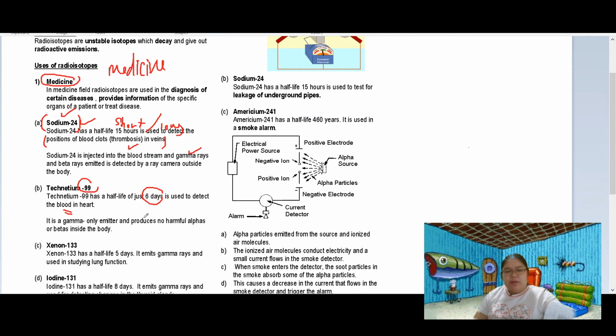Normally we never use alpha and beta. Why? Because alpha we know already: the ionization is too high. If put inside the body, first, it will stay longer, and because it stays longer, it will ionize all the cells inside the body. So we use gamma. Although gamma stays longer, the ionization is less, so it reduces the harm. Normally everyone uses gamma because they want to put it inside the body. Another reason is alpha's penetrating power is low, so it cannot penetrate out of the body. So we use gamma.